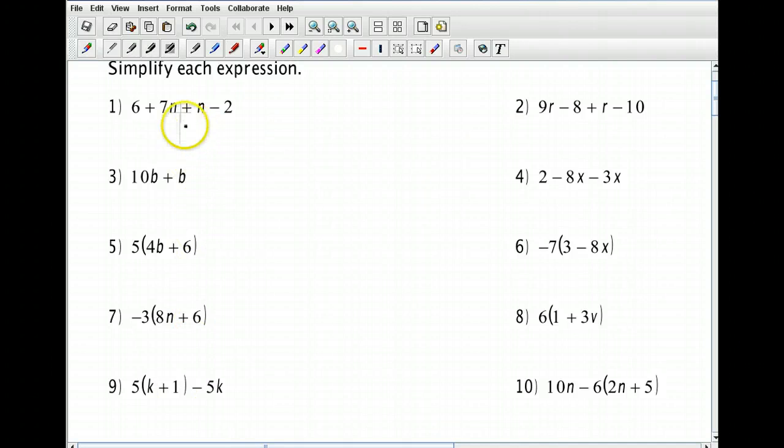Go over just a few of these. Very similar from last night. What's the number in front of this variable right here? What is that? That's a 1. So anytime it doesn't have a number, it's probably a 1, or it's a negative.